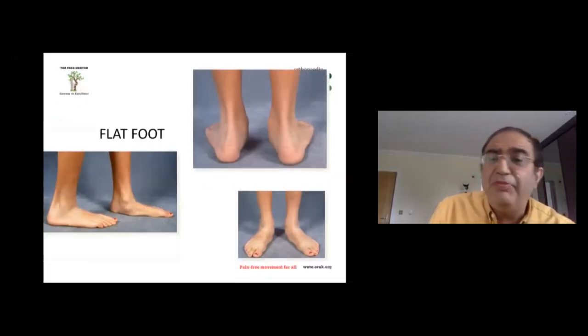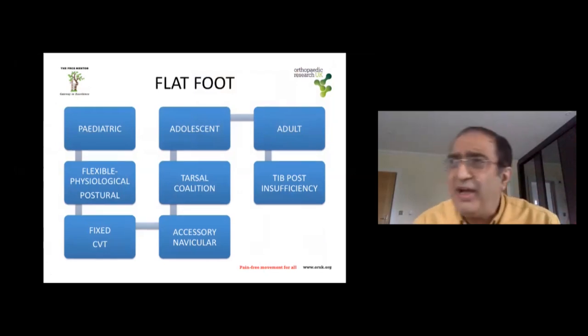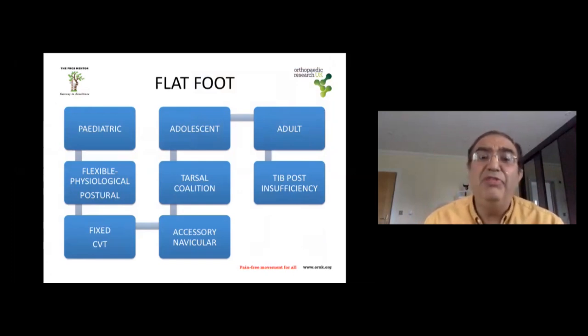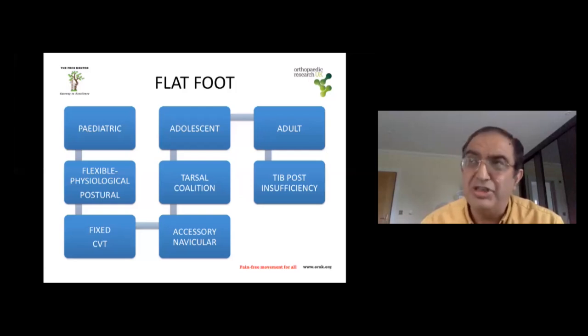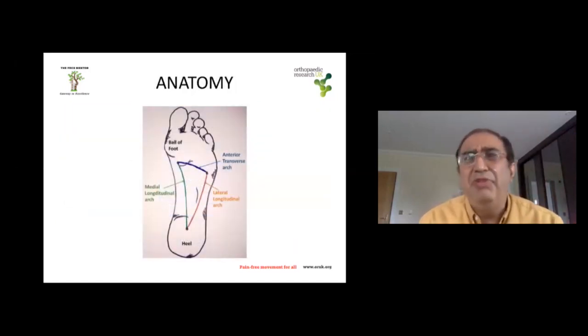So this is the topic for today, flat foot, and we're going to go into quite some depths. Obviously we can divide it into pediatric flat foot, adolescent flat foot, and adult flat foot. And in pediatric flat foot, again, you've got flexible or physiological or postural, and then you've got your fixed flat foot. In adolescents, there are two main conditions, tarsal coalitions and accessory naviculars, which we'll discuss. And in adult flat foot, mainly we'll discuss tibialis posterior insufficiency, because that's the most common which features in your exams.